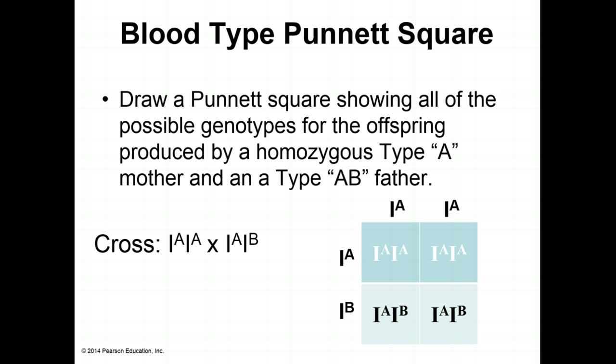Note in this example, if you cross a homozygous type A mother with a type AB father, you will get children that are either type A, 50% of them have a chance of being type A, and 50% have a chance of being type AB.